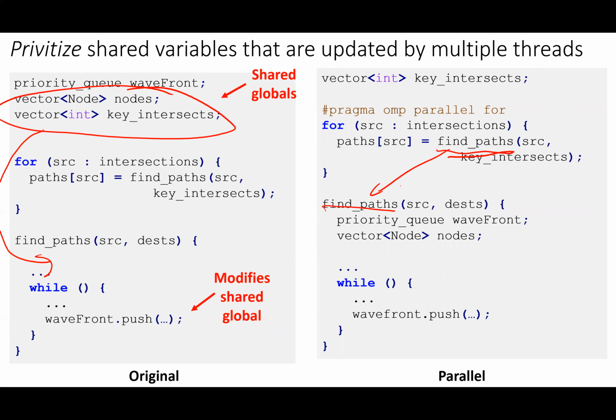I've already created multiple threads. They're all going to call find paths. Every variable declared inside there will be a separate, different copy per thread. Does that make sense? And that's actually all I needed here. I don't want communication. I want these to all be separate. So just by moving the declarations, I did that.